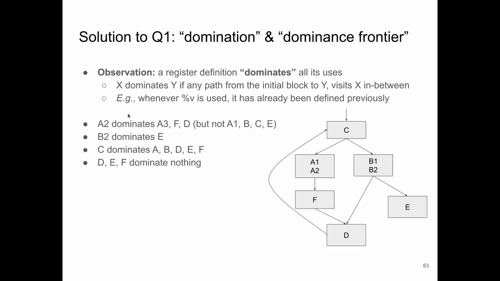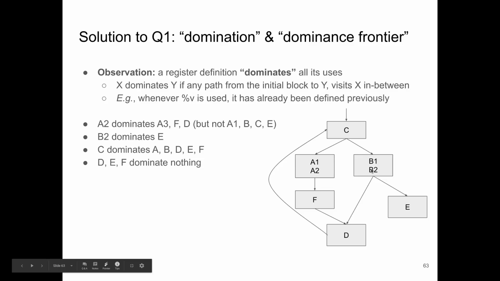Here's a little bit more example. We can discuss the domination between blocks, but we can also discuss the domination between instructions, because you can think of a block as a list of instructions, and each instruction is a micro block inside this block. An example here: this is a typo, this is wrong here. A1 dominates A2 and F, but not the other blocks here.